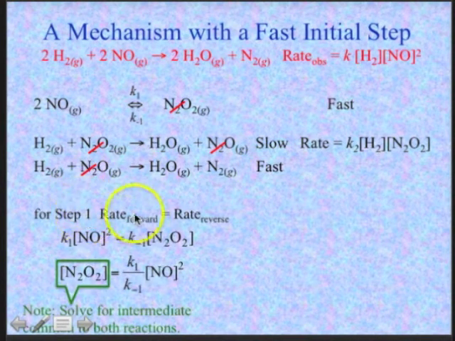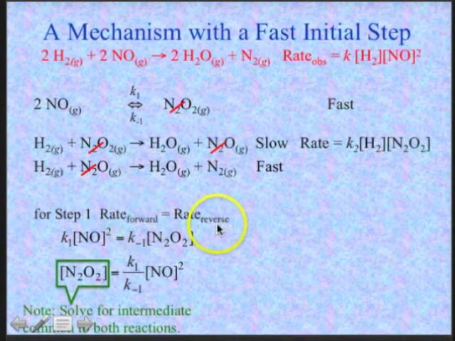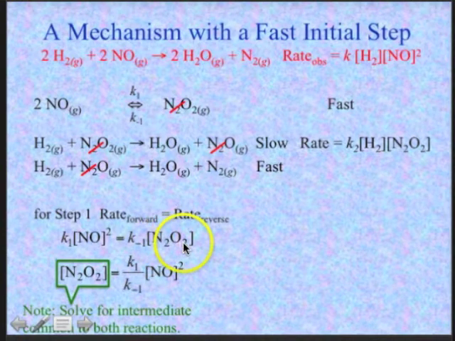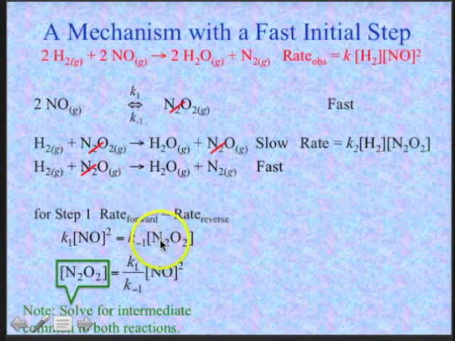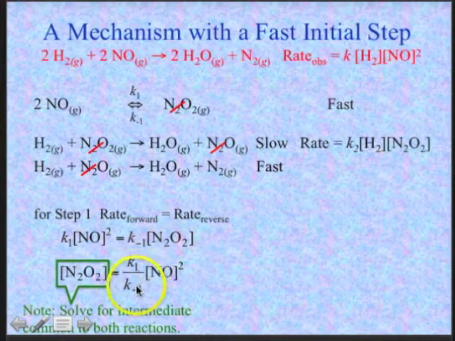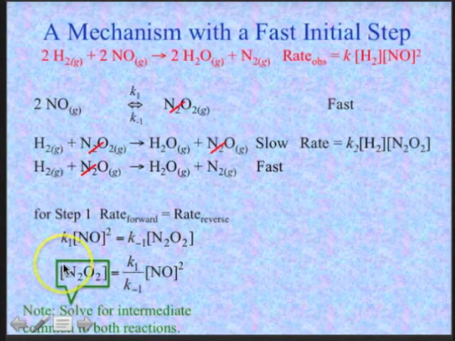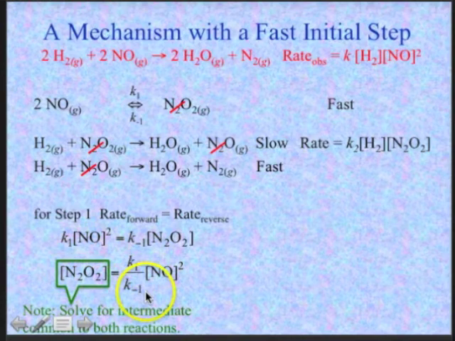For step 1, at equilibrium, the rate of the forward reaction equals the reverse rate. So that K1 times NO squared equals K minus 1 times the concentration of N2O2. Now what we're going to do is solve for N2O2. That's the intermediate in this reaction. And all we do is rearrange to put the K minus 1 dividing into the K1. Bring it over to the other side. So now we have the rate law expressed in terms of the intermediate.